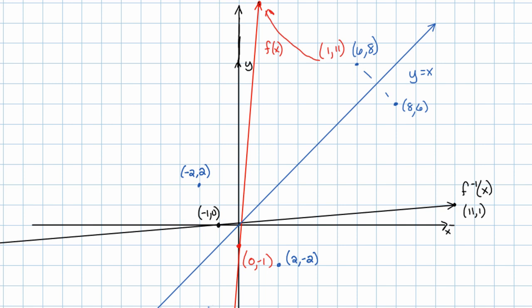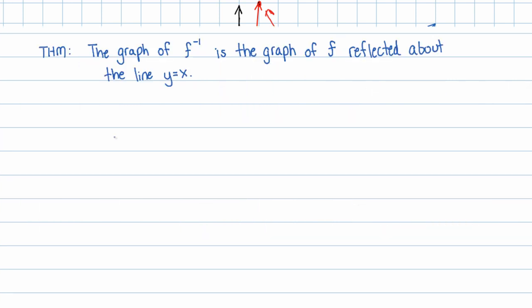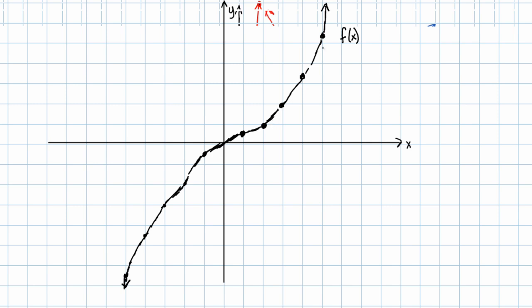Okay, so it turns out that the graph of f inverse is just the graph of f being reflected about the line y equals x. Now let's do a simple example that doesn't involve an actual given function. Let's just say somebody comes up and gives you the graph of a function. Suppose somebody came along and told me this is the graph of my function f.